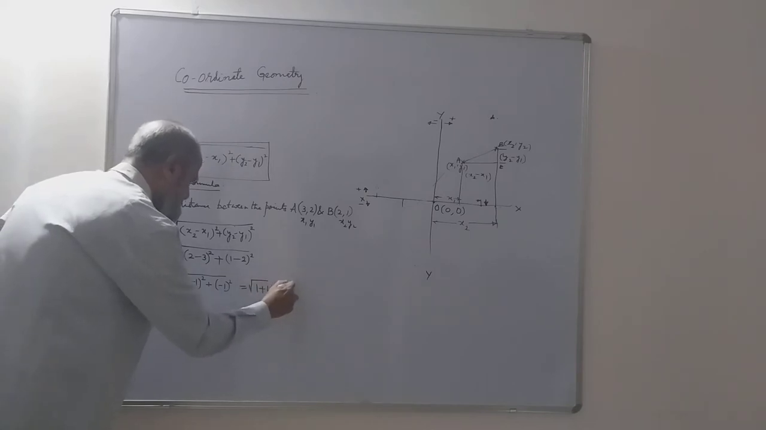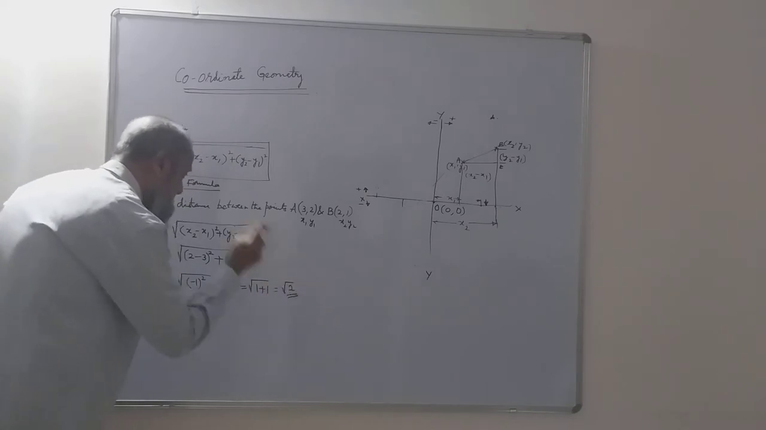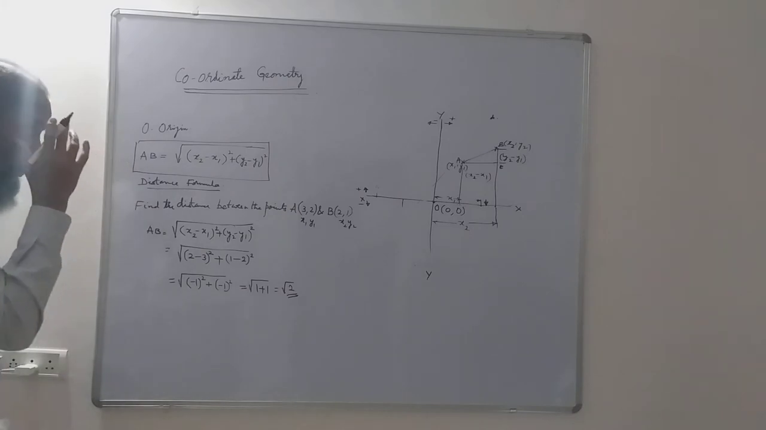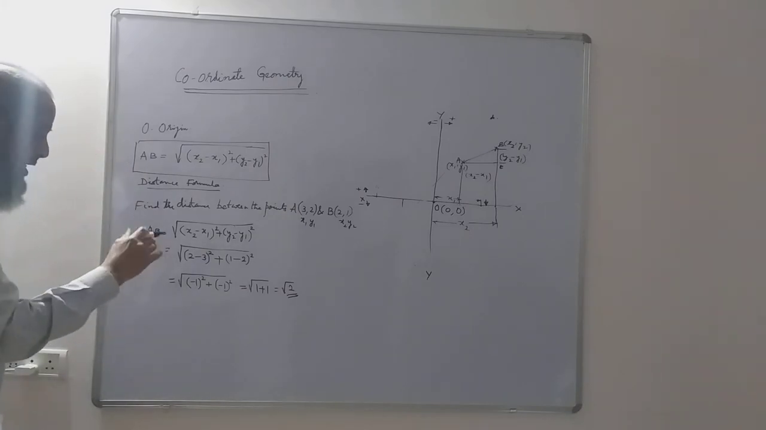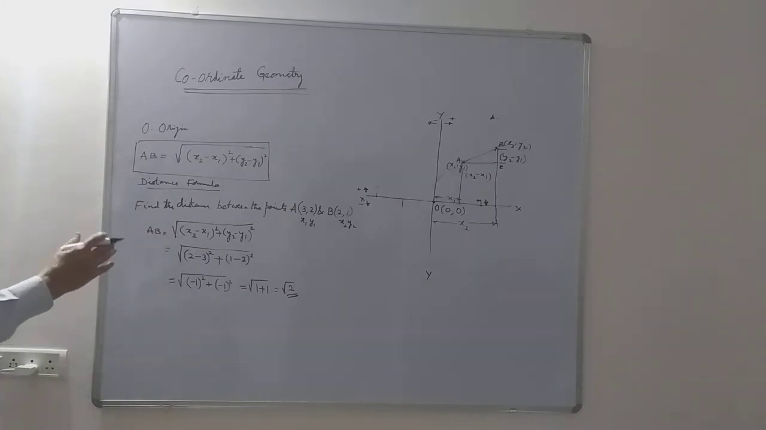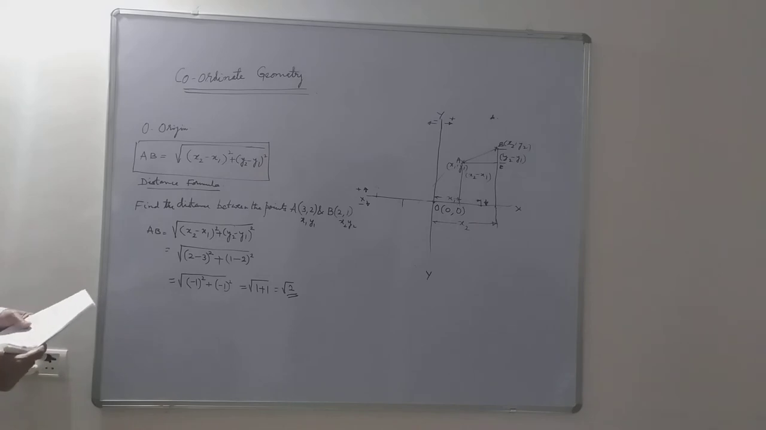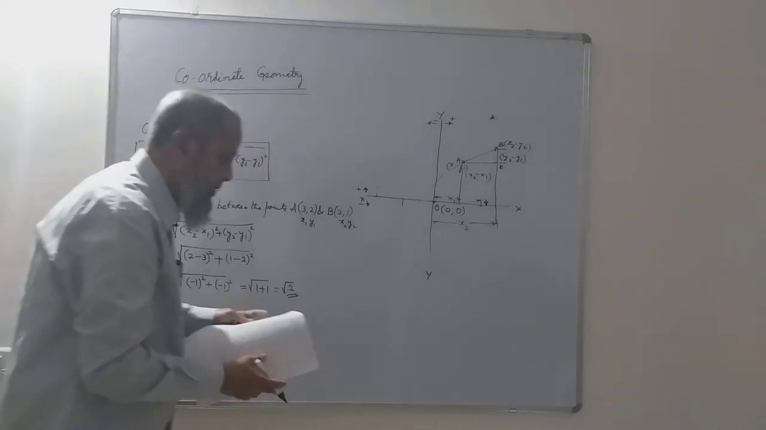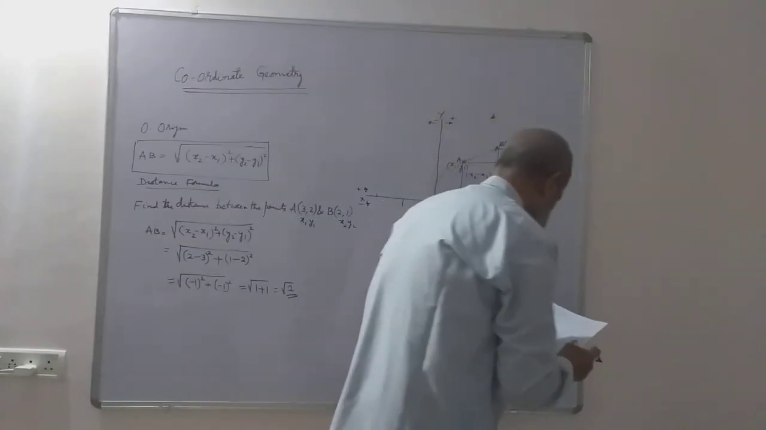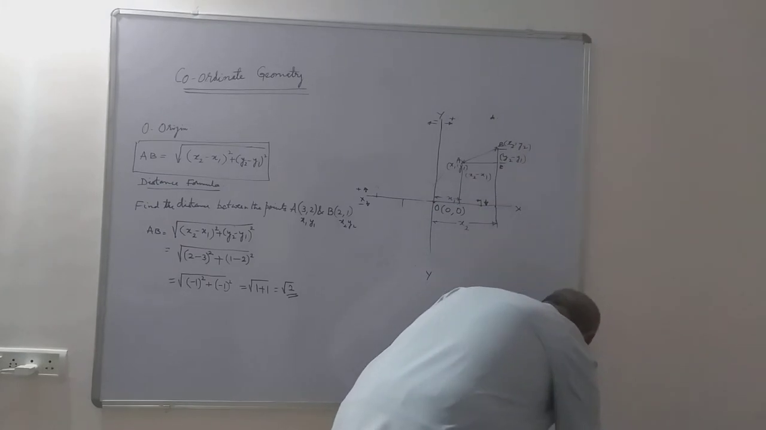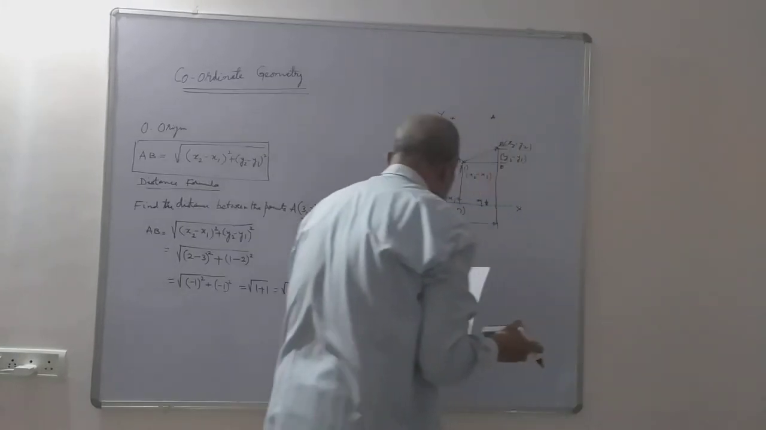So this will be root 2. So this is the answer. There is no square root for 2, so you can leave it like that. You need not find the root of 2. You write the distance between these two points is root 2. Now, this is the simplest problem that you can get.